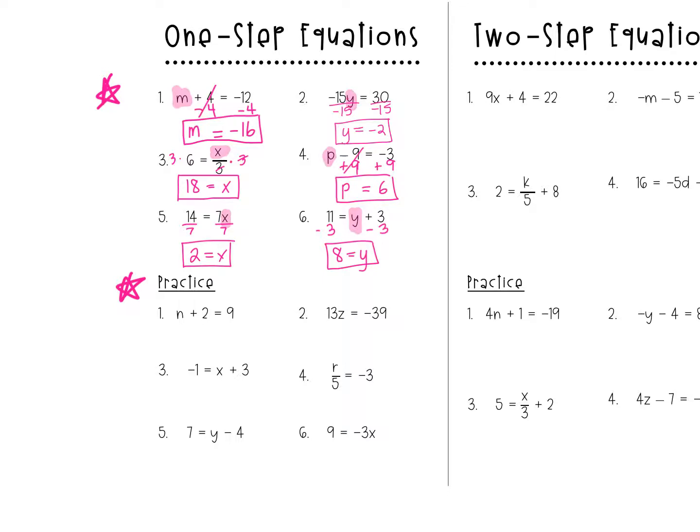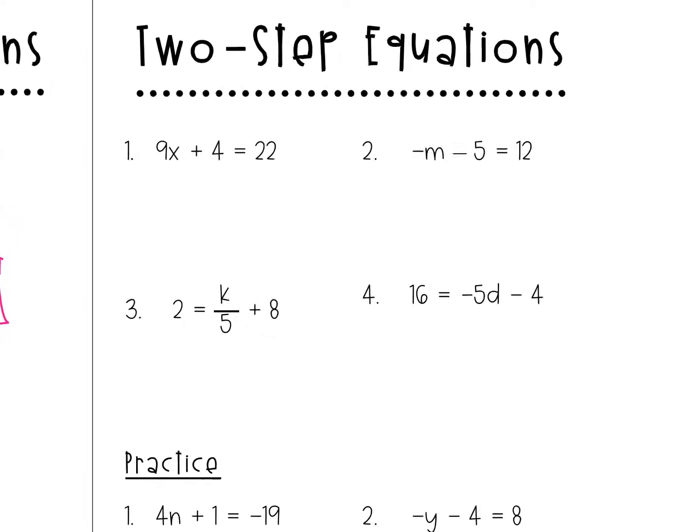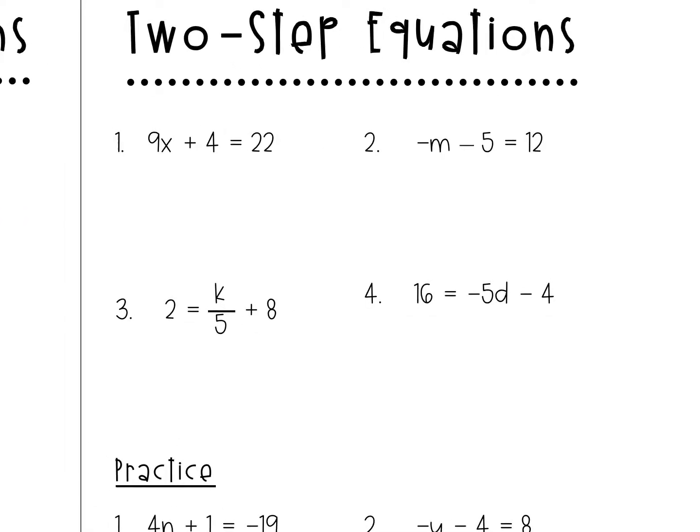Okay, so now let's look at the two-step equations, so named because this time it's going to take us 2 steps in order to get the variable alone. I have 9x plus 4 equals 22. So here's my letter. That's what I want to be alone at the very end. So this time there's a 9 in my way and there's a 4 in the way. So the 9 and the 4 both have to move to the other side of the equal sign.